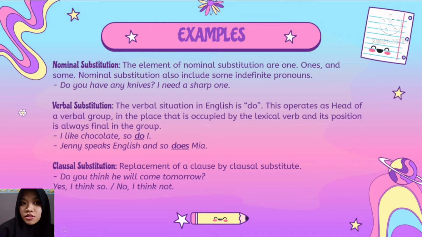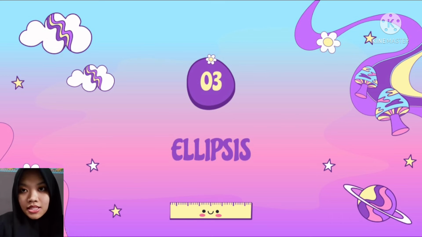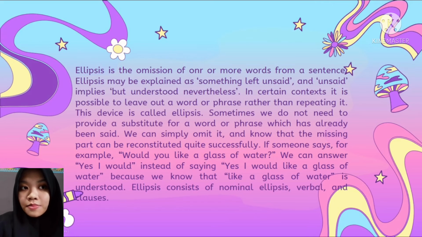And then clausal substitution is the replacement of a clause by a clausal substitute. For example: do you think he will come tomorrow? The answer could be yes, I think so, or no, I think not. And next is ellipsis. Ellipsis is the omission of one or more words from a sentence.